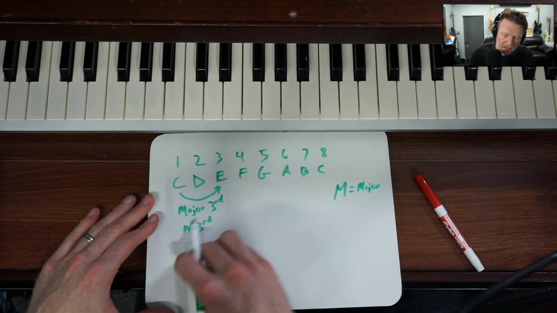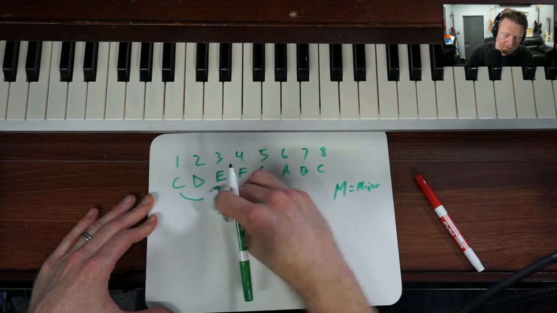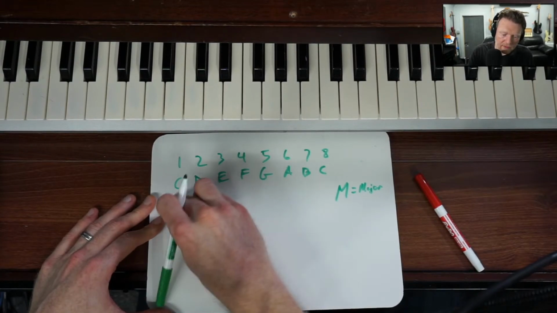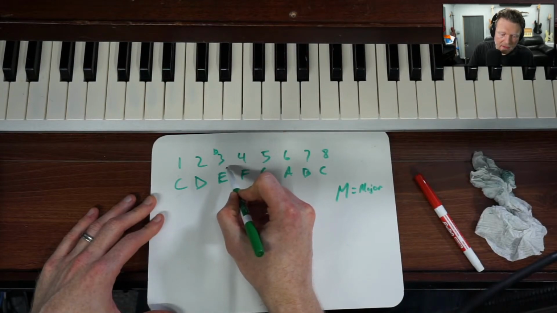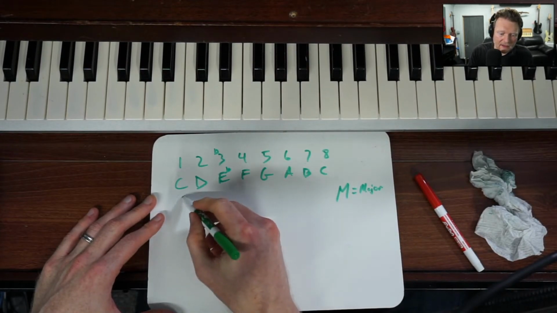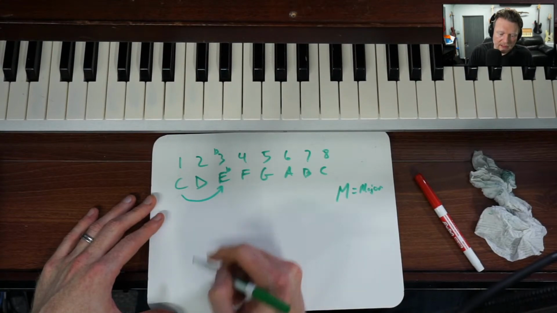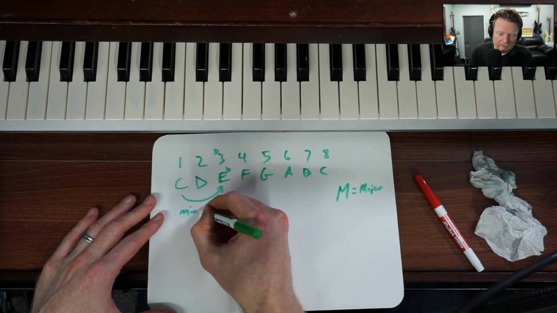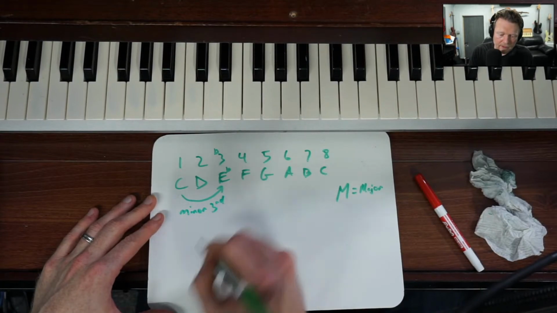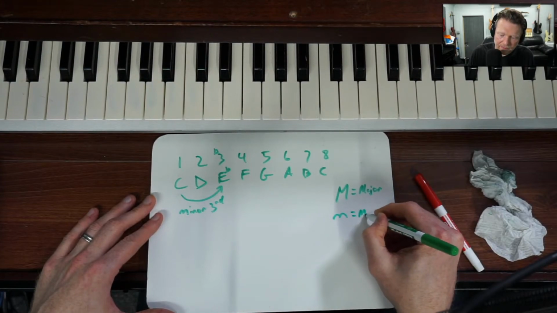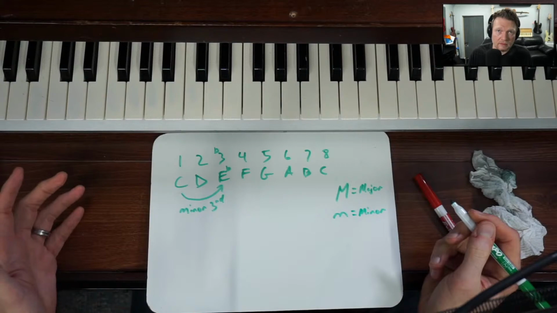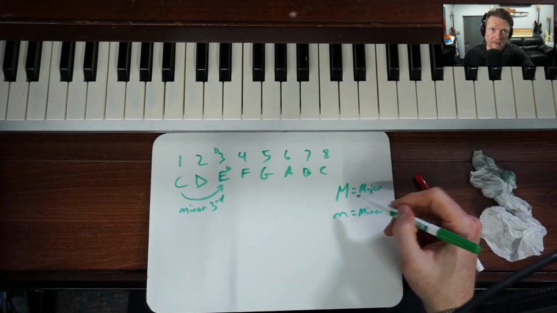Hopefully that makes sense. Now, if you were to jump from C to the flat third, so from C to E flat, this interval is called a minor third. We are going to write this one with a lowercase m to distinguish minor. So big M, major, small m, minor. Hopefully that makes sense. Now here's where this gets great.